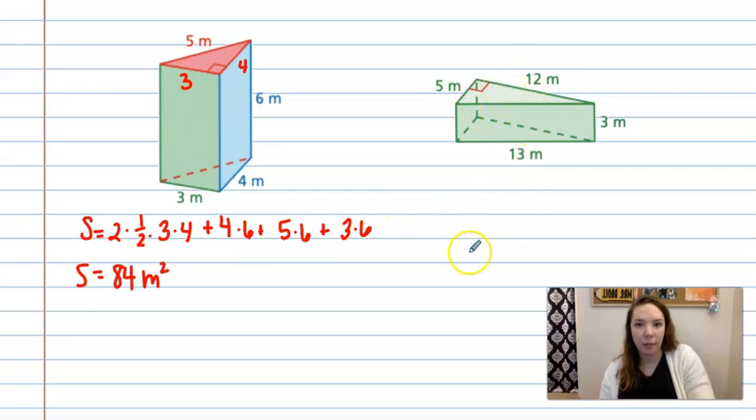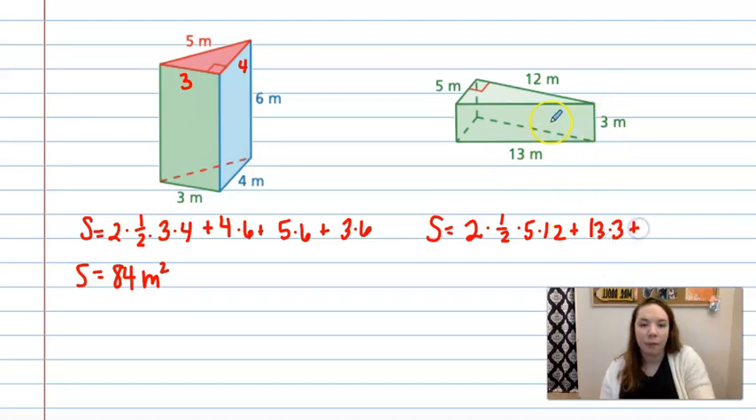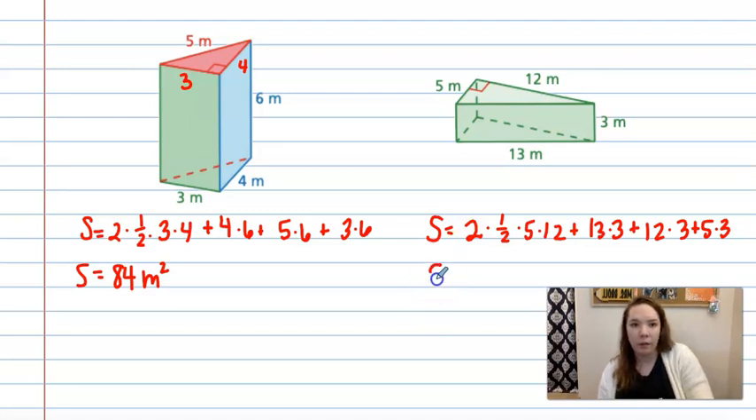All right, another example here. I'm going to have 2 of these triangle bases. So that would be 1/2 times 5 times 12. Then it looks like I have a 13 by 3. This back piece would be a 12 by 3. And then this little corner piece, I think, would be a 5 by 3. So again, I'm going to type that whole thing in. And I get 150 square meters.